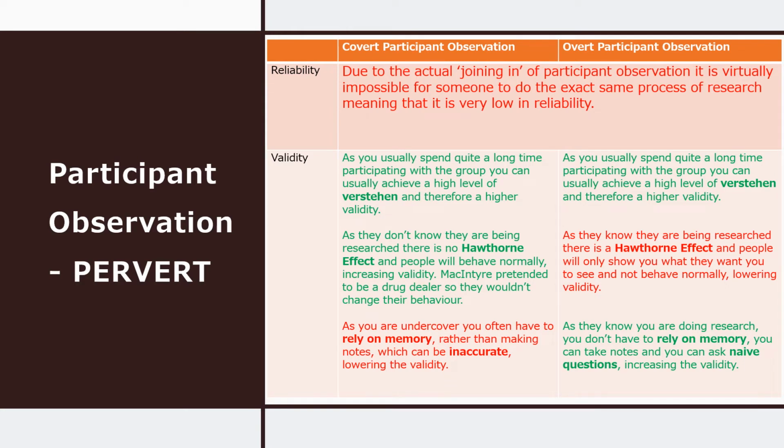So in terms of reliability and validity, remember, reliability is all about how easily replicated, how easy it is to repeat in the exact same way. Validity is all about truth and accuracy, and how accurate is the data. In terms of reliability, what we've got actually is really quite low reliability. You're joining in with usually quite a niche group, an unusual group, not behaving the way that most normal people do. And that means it's going to be virtually impossible for someone to do the exact same thing that you've done in the exact same way. So it's really quite low in reliability.